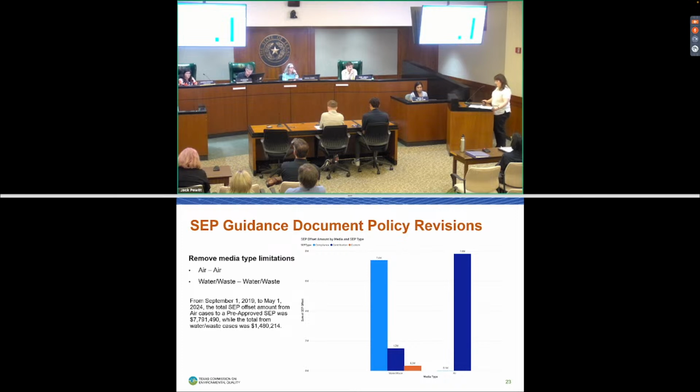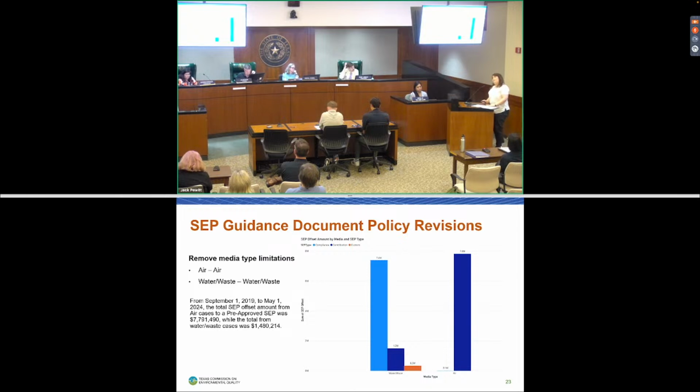So next, I'm going to talk to you about media type limitations. So right now, and this is not in SEP statute, contrary to popular belief, this is actually only in our policy. The only thing the SEP statute says about the relationship between the violation and the SEP that is performed is that it has to benefit the community in which the violation occurred. It doesn't say anything about media. So right now, air dollars all go to air SEPs, and water and waste SEPs penalty dollars can only go to water and waste SEPs.